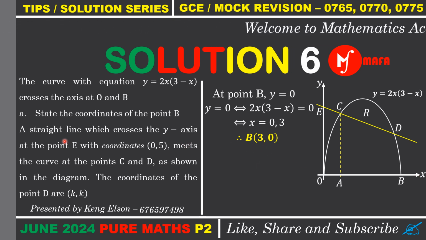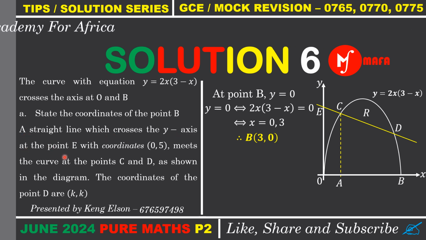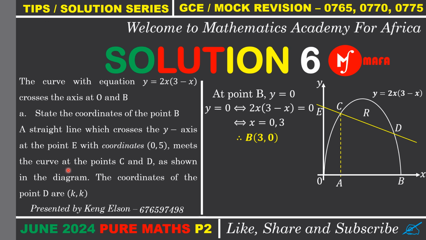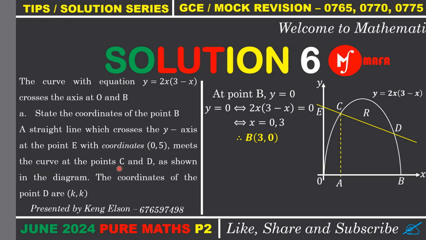Now let's go to the next part of the question. A straight line which crosses the y-axis at the point E with coordinates (0, 5) meets the curve at 2 points, which are C and D, as shown in the figure.